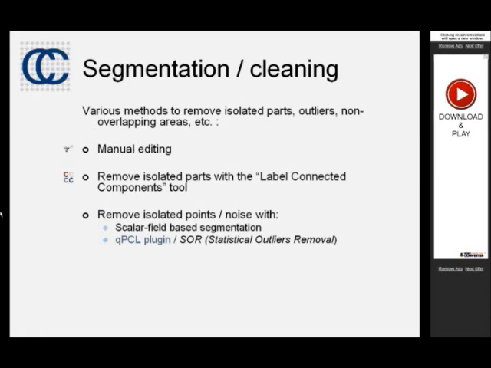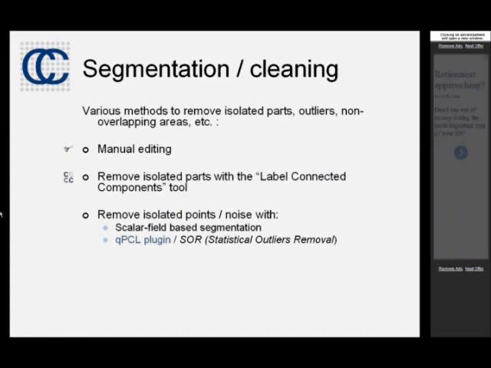And there's also another way to remove noise with the qPCL plugin, which is a simple bridge to the quite well-known PCL library, which has a lot of point cloud processing algorithms. So sadly, we don't give access to all of them. There's too many. But one of them is quite interesting. It's called SOR, for statistical outliers removal, and it's quite powerful for removing noise.